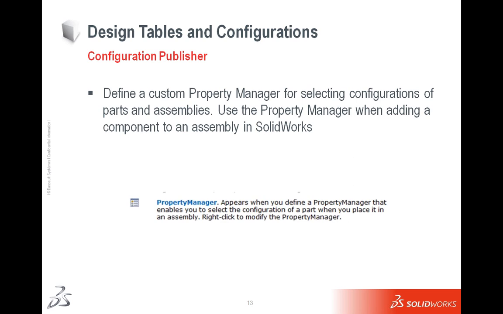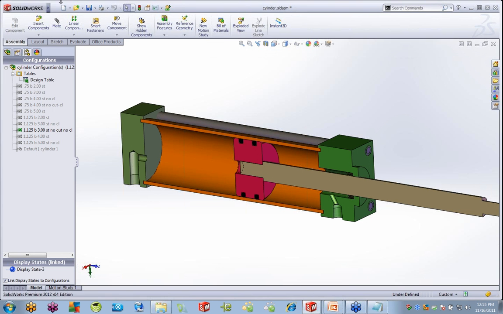Now, something that I asked about in the beginning was something called the configuration publisher. Now, 10% of you got this correct. It's used to aid a user in picking which configuration can be added to an assembly. Now, when it's been created, you'll see a property manager table listed in the configuration manager. So let's go and take a look at that.